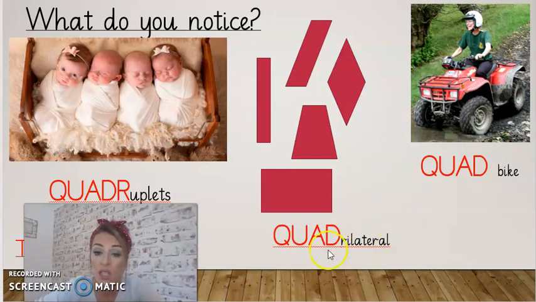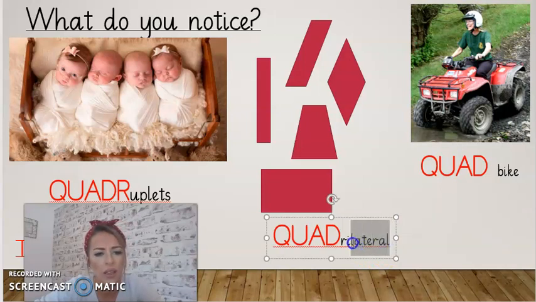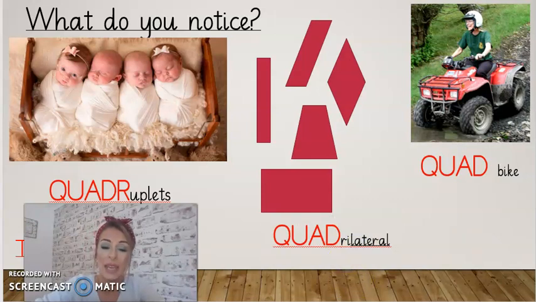So the quad part means 4, and the lateral part, which I will now underline so you can see it better, means sides. So shapes that are quadrilateral have quad, 4, lateral, sides. They are shapes with 4 sides.